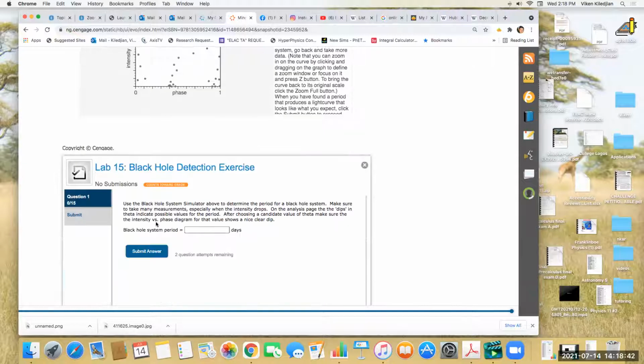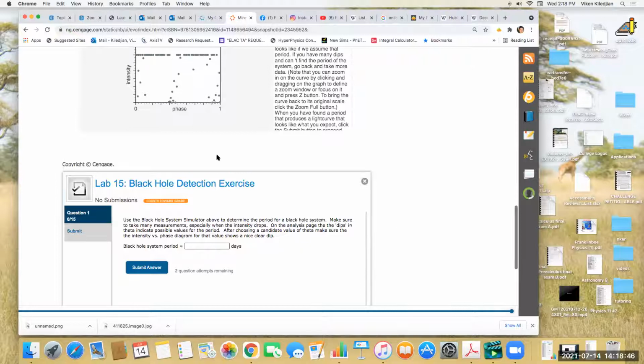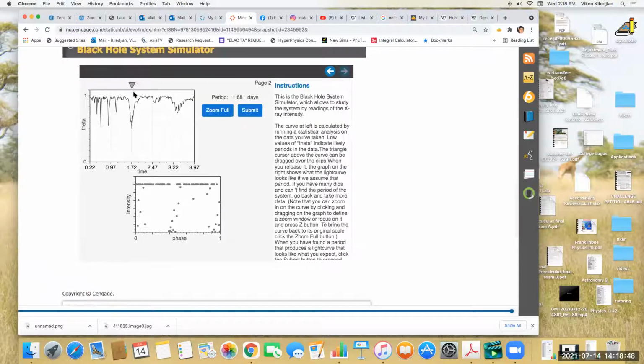Make sure that the intensity versus phase diagram for that value shows a nice clear dip. So I believe that should be the dip. It's a clear, nice dip. What if we were to clear this, focus on that more? But the problem is this data is kind of all over the place.